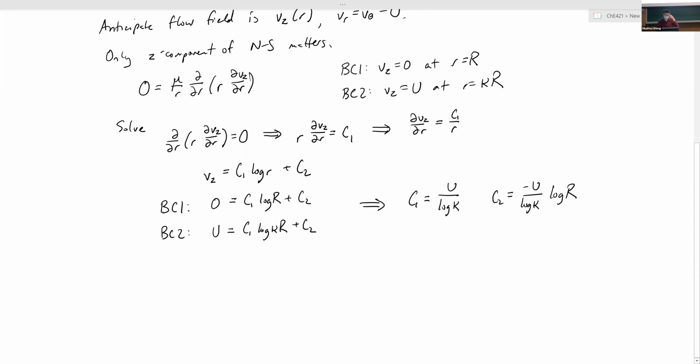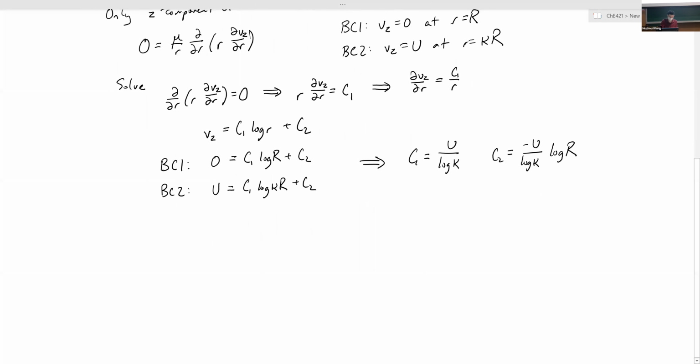times log of R. I'm skipping a lot of steps here just because you guys don't really care about me doing lots of algebra in front of you. I've done this problem before. I'm pretty sure the math checks out. If it doesn't, please let me know ASAP. Okay? And so then the actual solution is just that Vz is equal to U over log of kappa times log of little r over big R. Okay, fairly straightforward.